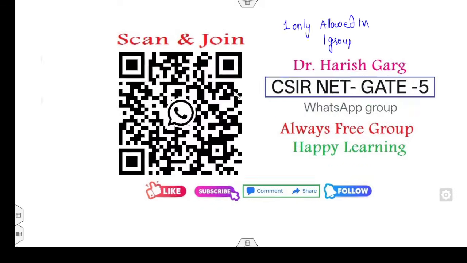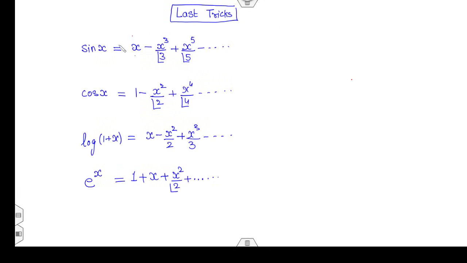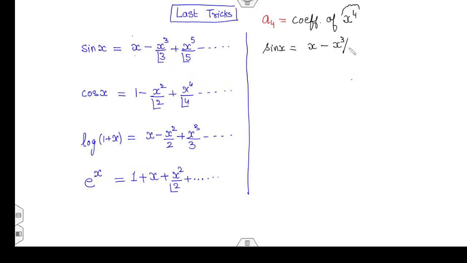Fine. And as usual, as I tell you always, the sin x and cos x series must be known to you. If someone asks you to find the coefficient of x raised to power 4, x raised to power 4 means a4. Fine. A4, then you can write the sin x only up to x raised to power 4, that means x cube by 3 factorial. Similarly, for the cos x, you can write only up to x square plus only x, the rest of the terms you can neglect.